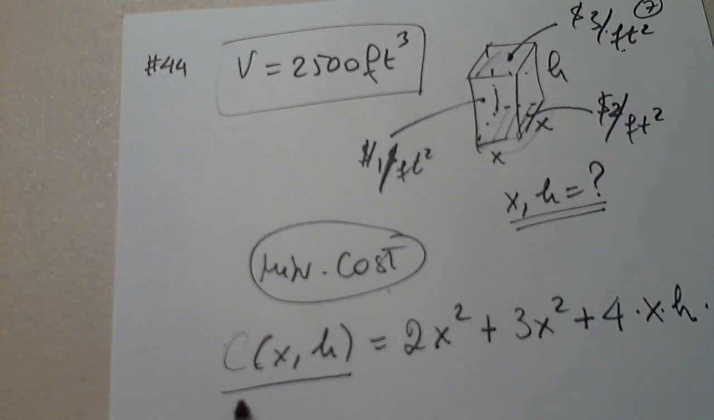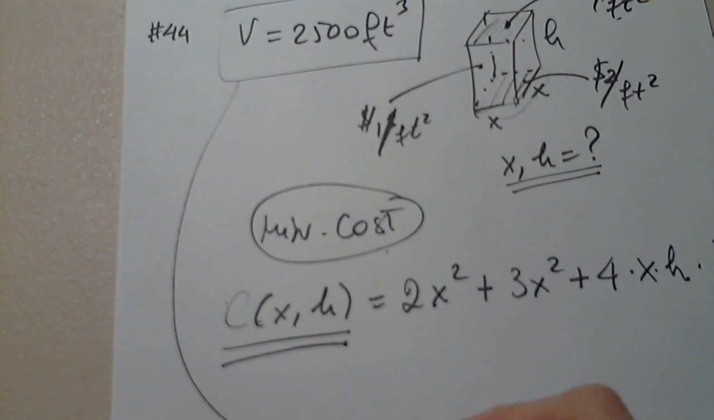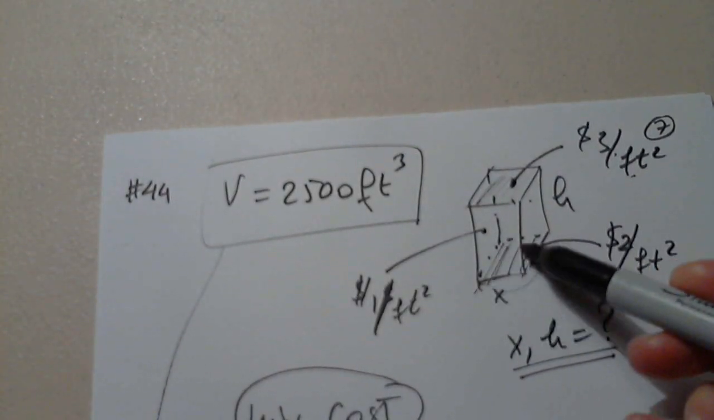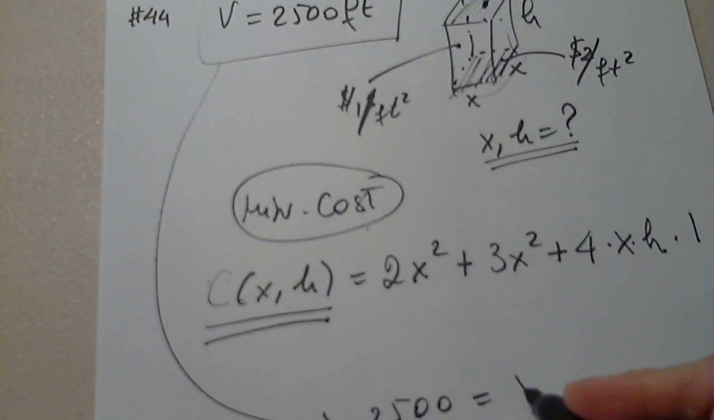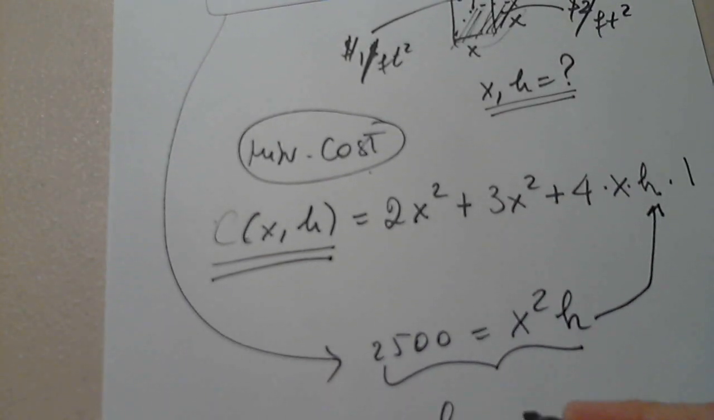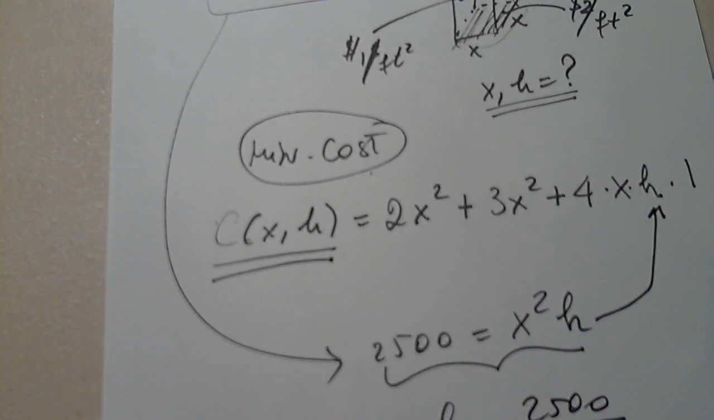Good. So I wrote it as a function of two variables. However, we have this condition. The condition is that the volume is 2,500 cubic feet. Well, what is the formula for the volume? Area of the base times the height, so it's x squared times h. This is sufficient for us to find h and plug it in. So then h equals 2,500 divided by x squared.